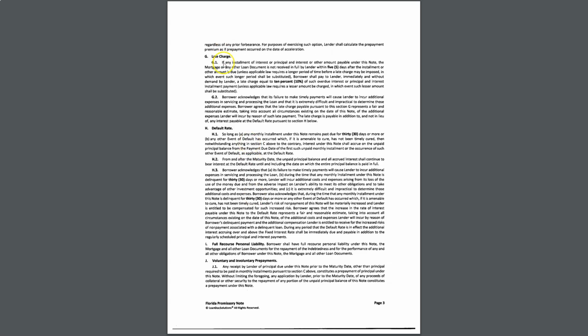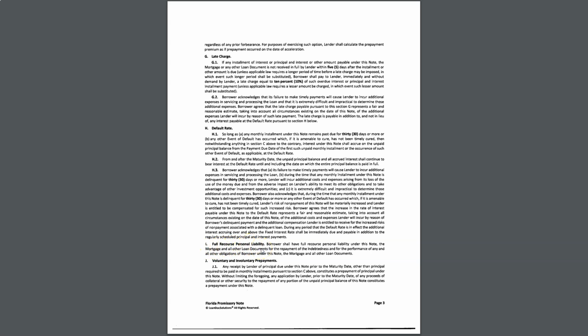On page 3, it goes over any late charges that the borrower is going to have after a certain time frame. So in this case, it says 5 days, and the borrower will pay a late charge equal to 10% of such overdue interest or principal and or interest installment payment. Below that, it has the default rate, which means that the loan can't be past due more than 30 days or more.